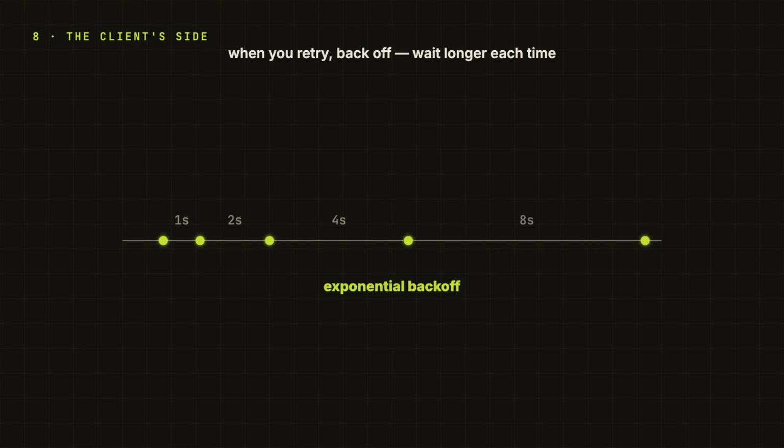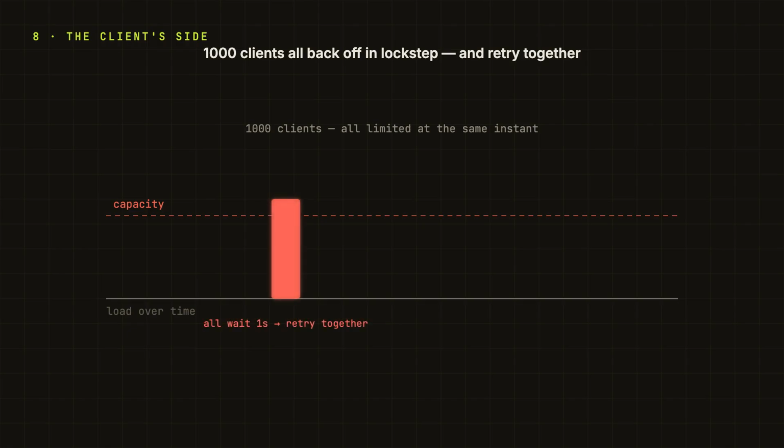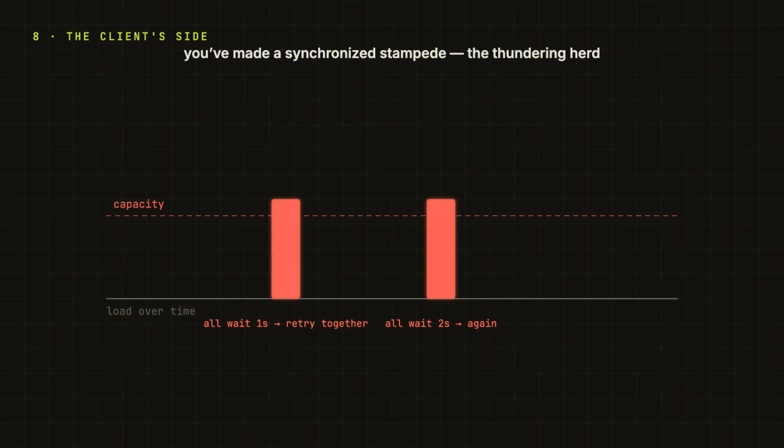Pretty standard. But this is the one that literally bites people. Let's say 1,000 clients all get rate limited at the same instant because the service hiccuped for a second. And all of them do the same neat exponential backoff. So they all wait exactly 1 second and all retry at that same exact instant. And knock it over again. And all wait 2 seconds and all retry together. You have turned your own retries into a synchronized stampede. It's a thundering herd. Same monster from the consistent hashing video, just wearing a different hat.